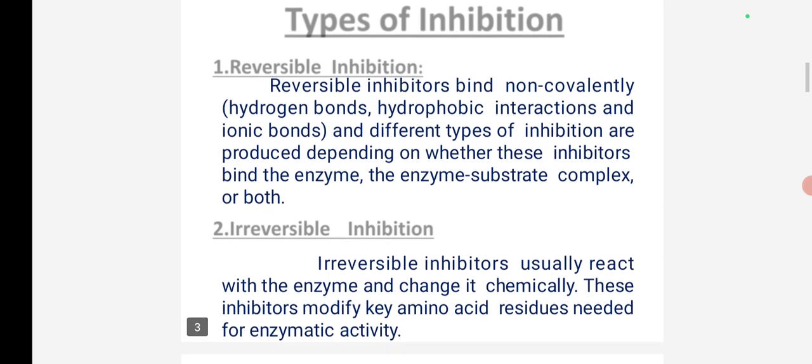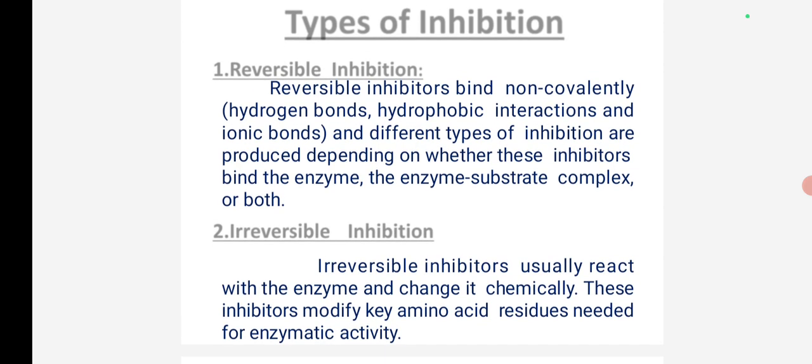Next, types of inhibition: reversible inhibition and irreversible inhibition. First we will see the definition of reversible inhibition. Reversible inhibitors bind non-covalently, meaning through hydrogen bonds, hydrophobic interactions, or ionic bonds. Different types of inhibition are produced depending on whether these inhibitors bind the enzyme, the enzyme substrate complex, or both.